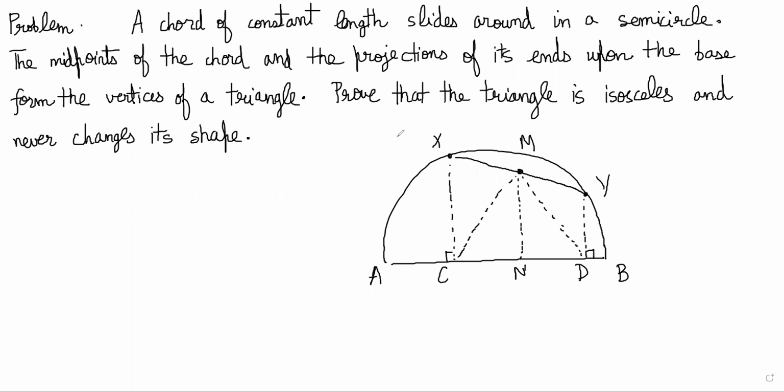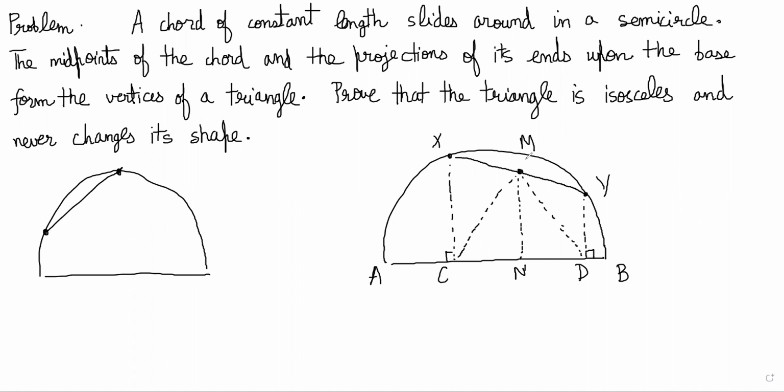Now, let's draw the figure and try to understand what is happening. Here we have a semicircle, and XY is the chord, and the chord is sliding on the semicircle. So the position of XY could change. So in a different orientation, you could have XY somewhere from here to here, right? Okay, so right now let's focus on this figure.